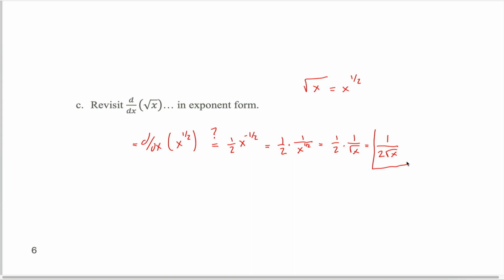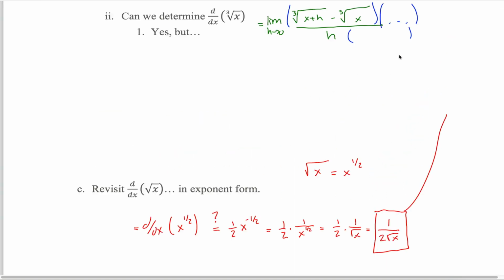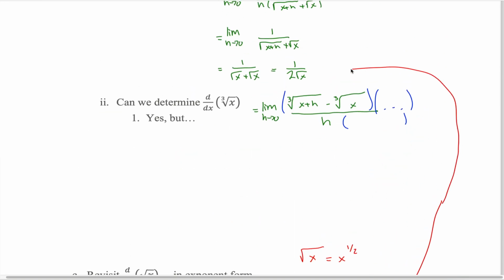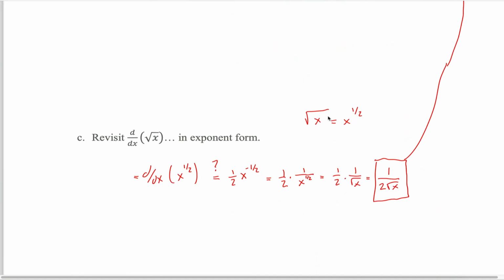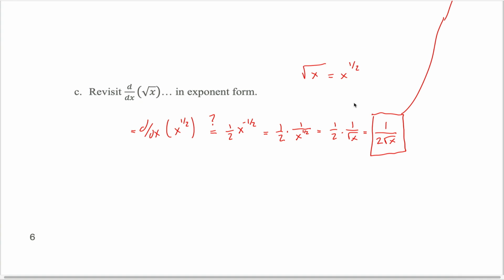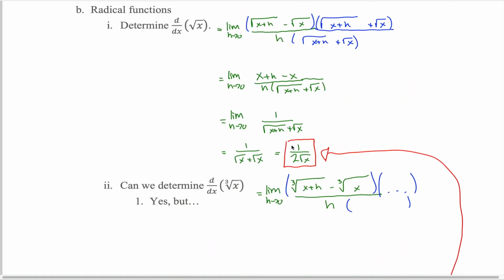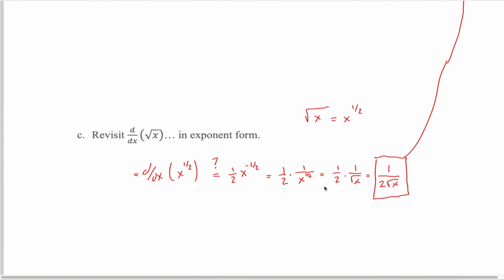Does that look familiar? 1 divided by 2 times the square root of x? It should, because it's exactly what we got up here as the answer. That is not a proof that the power rule works when you have fractional exponents. That's just evidence. It appears to work in this specific case. Does it always work? Well, as your math teacher, I can tell you that, yeah, it always works.